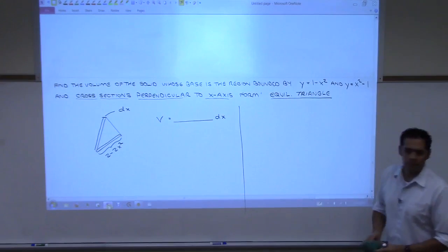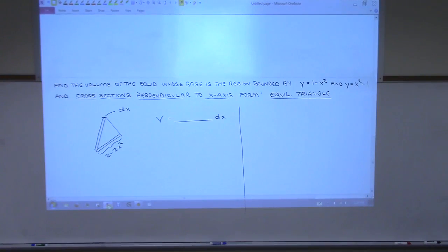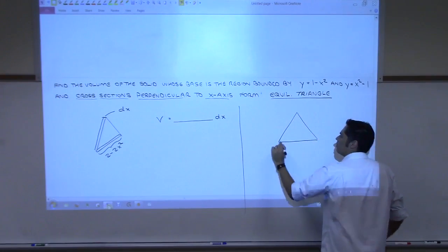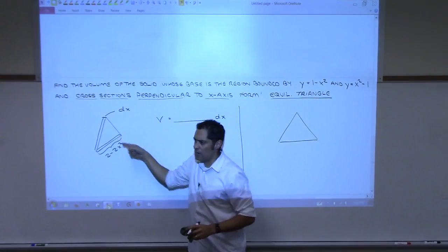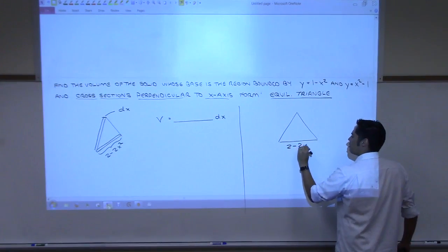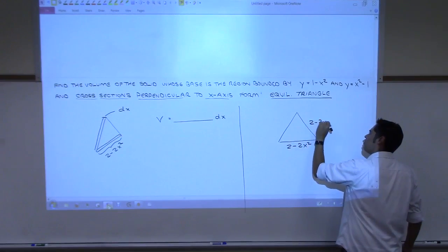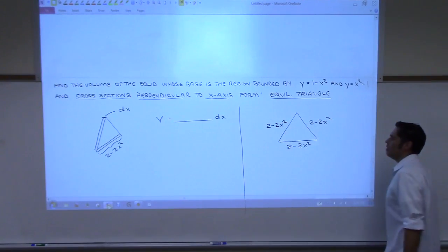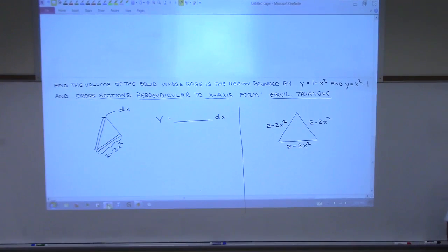Is it the side squared? Let me draw you that triangle. Just looking at it straight on, not considering the thickness at all. If this side's 2 minus 2x squared, this side's 2 minus 2x squared, this side's 2 minus 2x squared, can you tell me what the area of that is? Ooh.